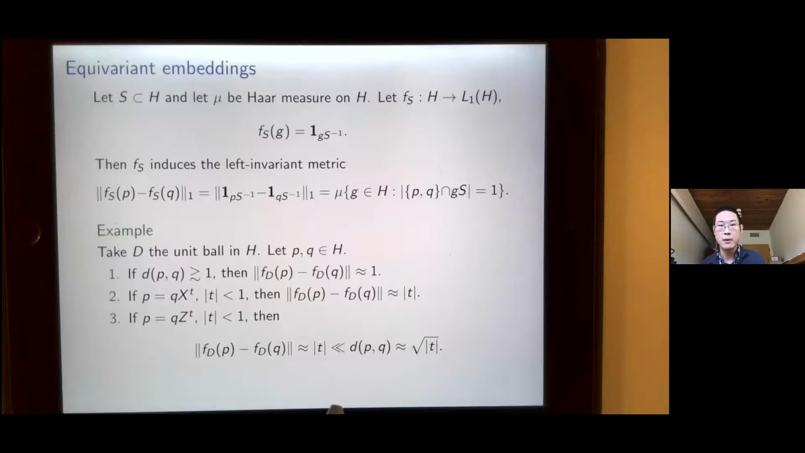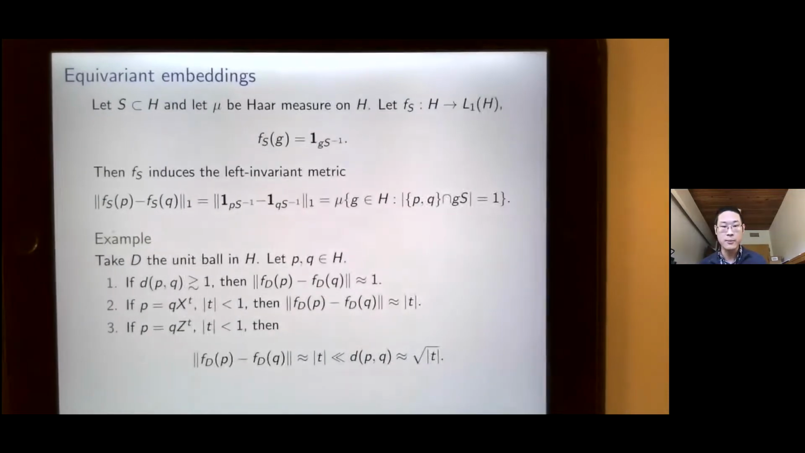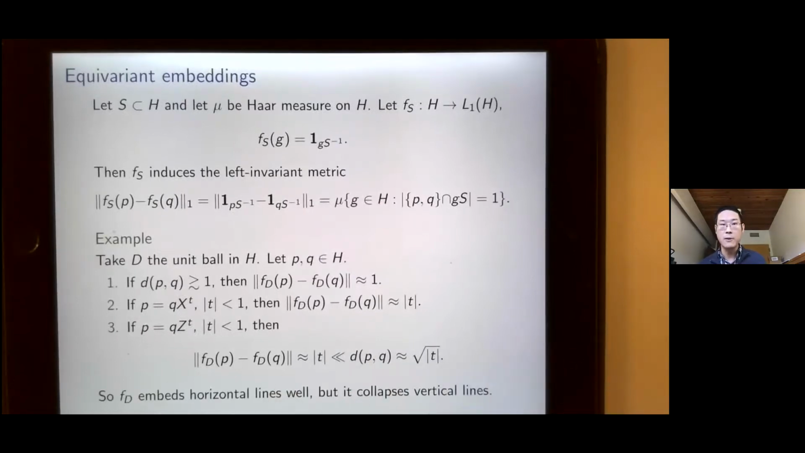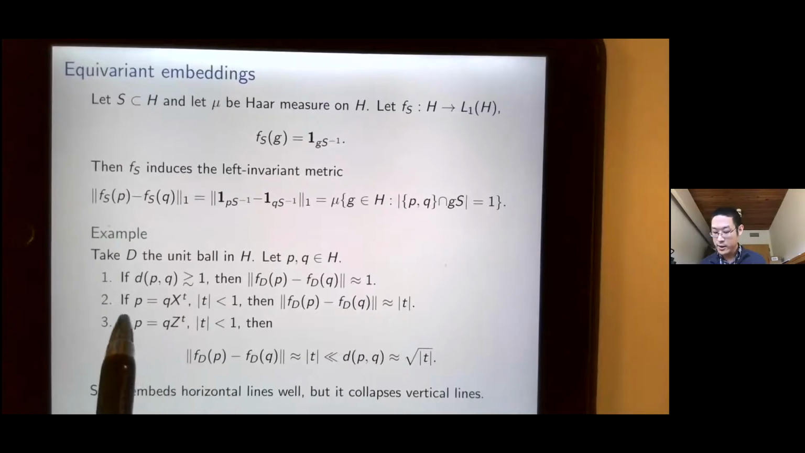So if we take f sub D, where D is the unit ball, then this map embeds horizontal lines pretty well. It preserves horizontal distances pretty well, but it collapses the vertical lines. It sends points that are vertically separated by root t to points that are separated by distance t instead. Is this okay so far?